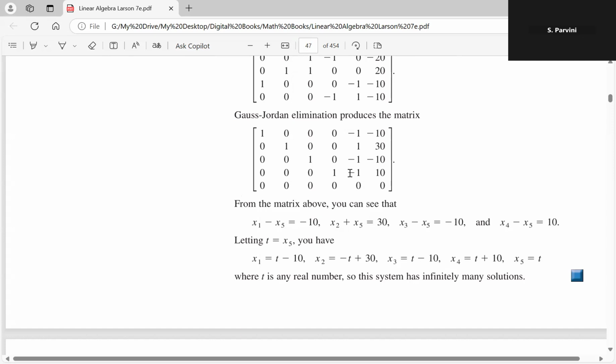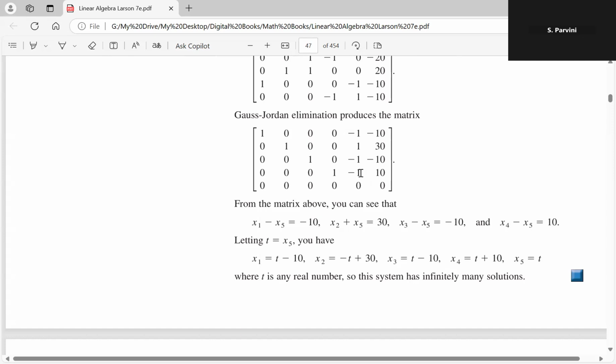Remember, the way I work this now, I look at the matrix, and you see this negative 1 in the last column, in the fourth row. Would you agree there's nothing we're going to gain from the fifth row of this matrix? It's 0, 0, 0, 0, 0, 0. So just ignore the fifth row. Now look at the fourth row. The fourth row we said is x4 minus x5 is 10.